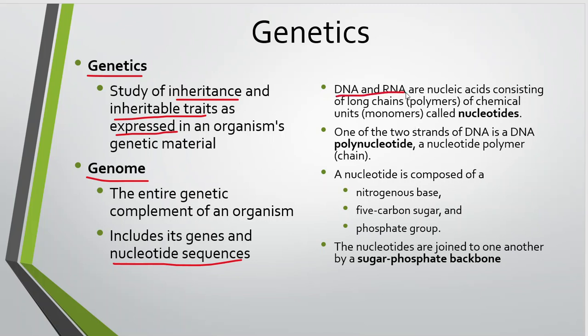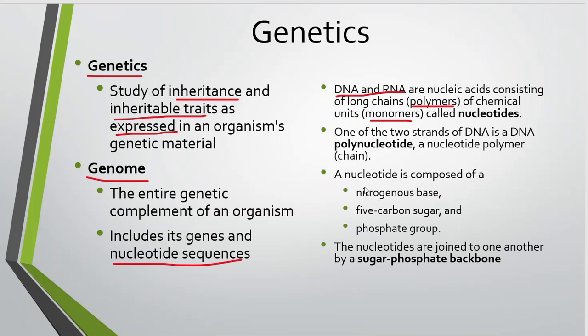Okay, recall that DNA and RNA are nucleic acids. These are chained together using dehydration synthesis. And these long chains of nucleotides are polymers. The individual units of DNA or RNA are called nucleotides, but they're monomers. DNA is a polynucleotide. That's kind of obvious.